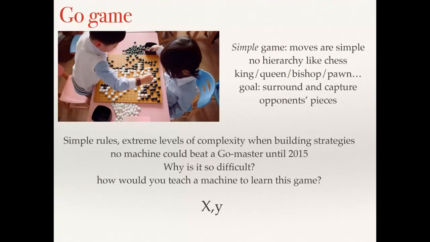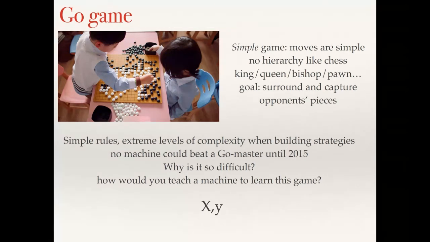Pretty simple, right? But no machine could beat a Go master until 2015. Whereas chess, being in principle a higher level in the sense that it's more difficult to learn the rules, was done many, many years before. So I want to discuss with you guys why this is so difficult.